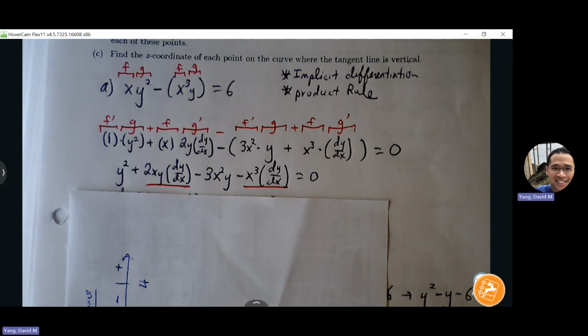So y squared plus 2xy dy/dx. I distributed the negative through, and now I have 4 terms that are nicely identifiable, and I can just collect my dy/dx terms on the left, move the non-dy/dx terms to the right side. I'm going to add or subtract whatever it takes to get me to the other side of the equation.